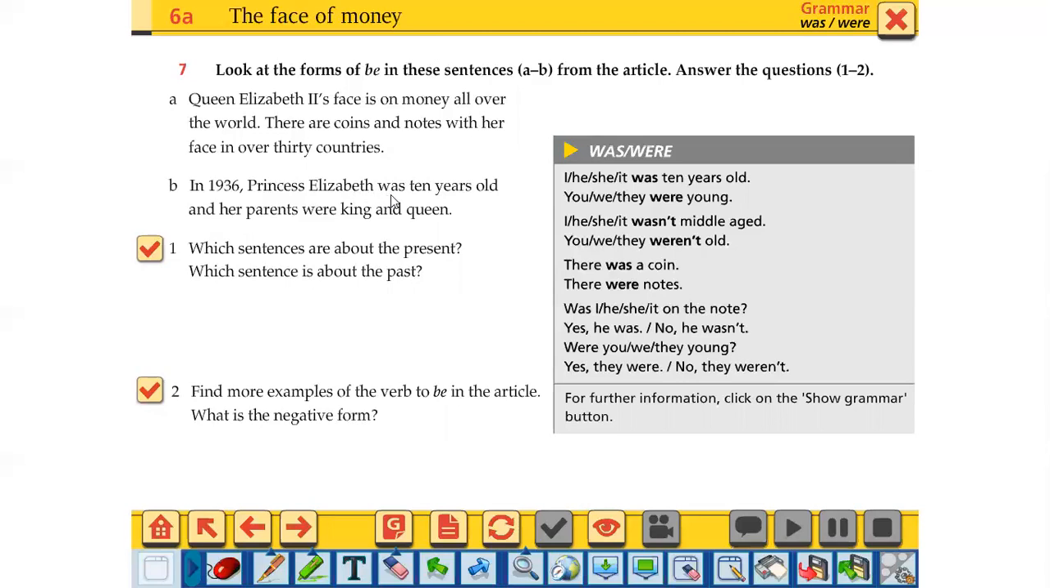Verb be: was, were. No, es la forma presente y pasada. Okay, esas son las formas que están viendo que revisan aquí. Answer the questions. Which sentence is about the present? Which sentence is about the past?